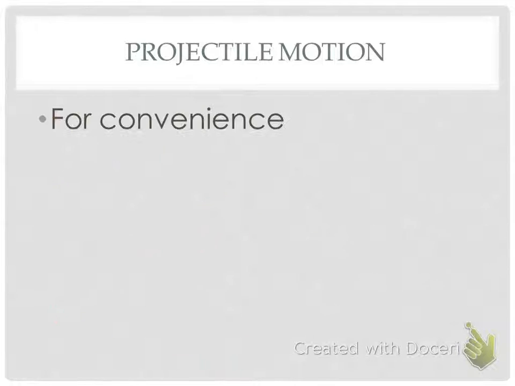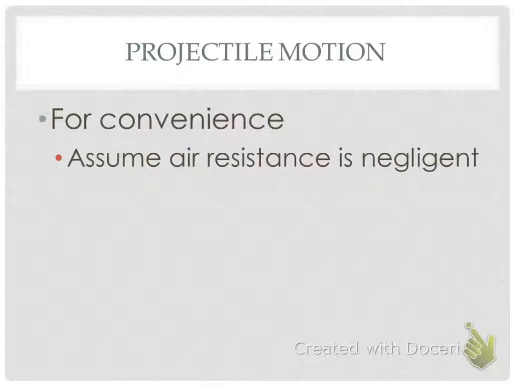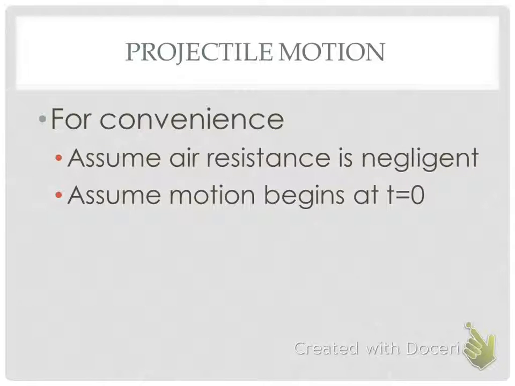So when we're talking about projectiles, we have a few different convenience things that we can always assume. For convenience, we assume that air resistance is negligible. We're going to ignore air resistance. We assume that our motion always begins at time equals 0. We've made that assumption before, but we're reiterating that our time is always initially 0. So that means technically our delta t, or the t that we plug into our equation, is how much time it takes for the whole process.